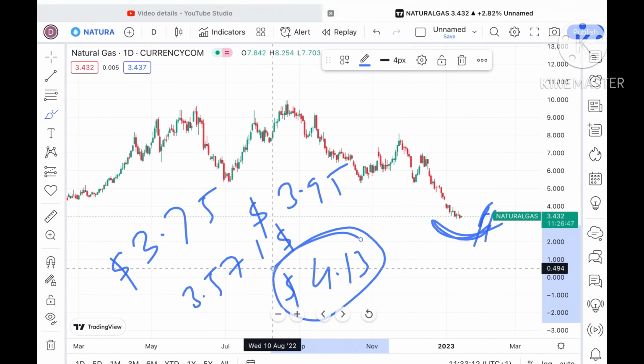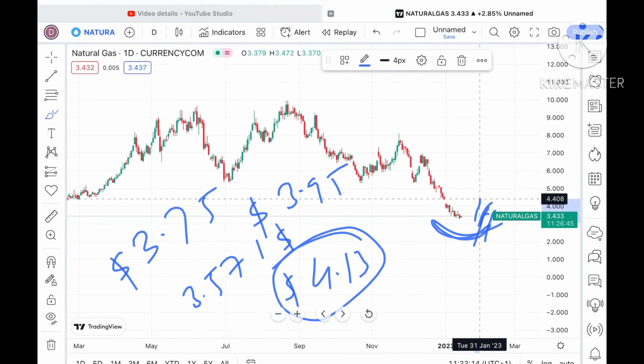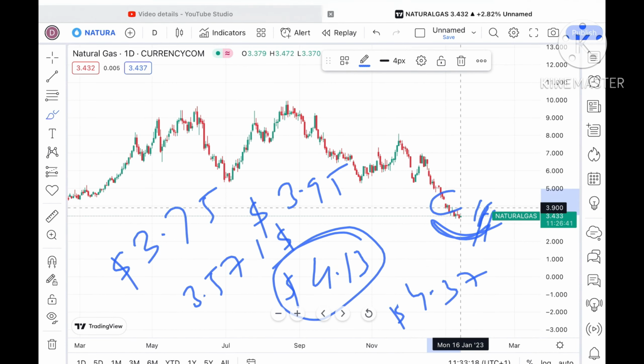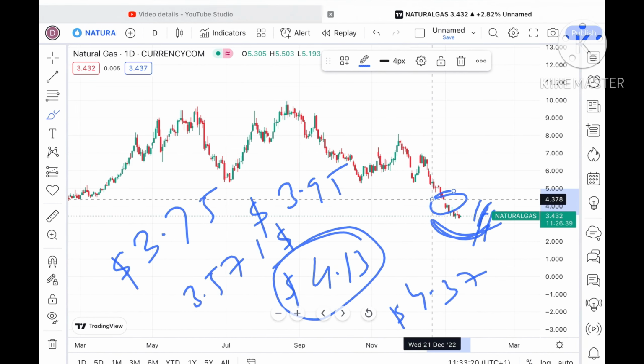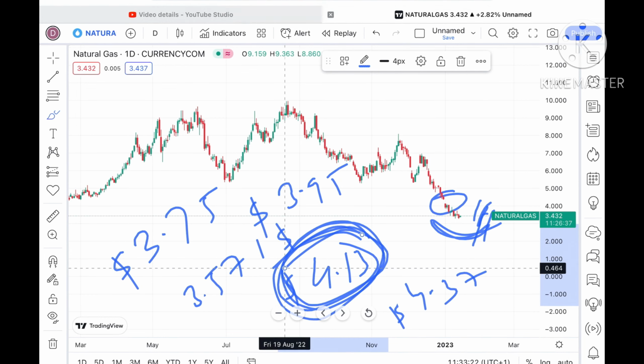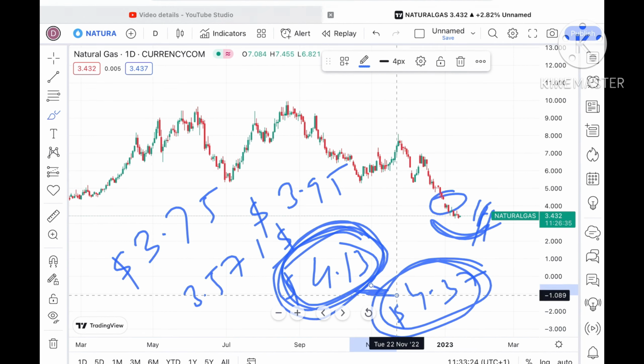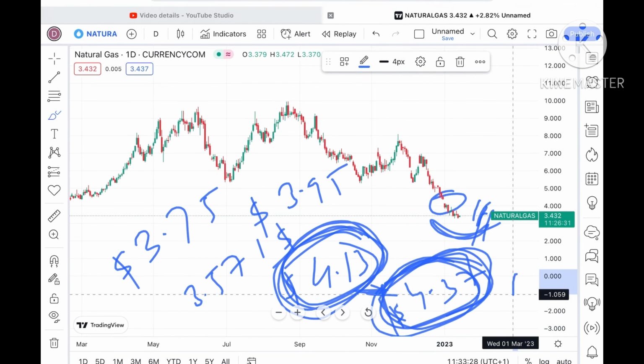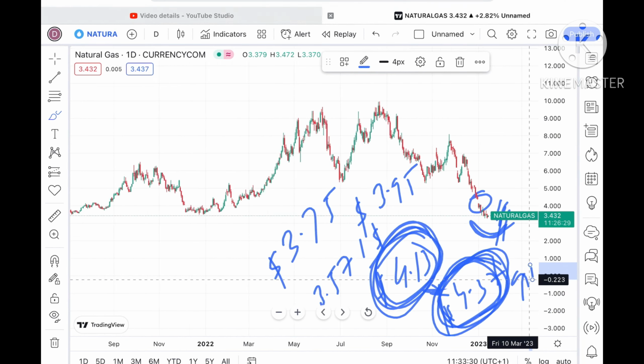$4.13. Once the price sustains above 4.13, it can go towards a level of $4.37. This is the gap, and we can see it can fill this particular gap. Once it sustains above this level, it can touch this level because there is a gap in this zone. So once it forms and moves above this level, then we can see some upside movement.